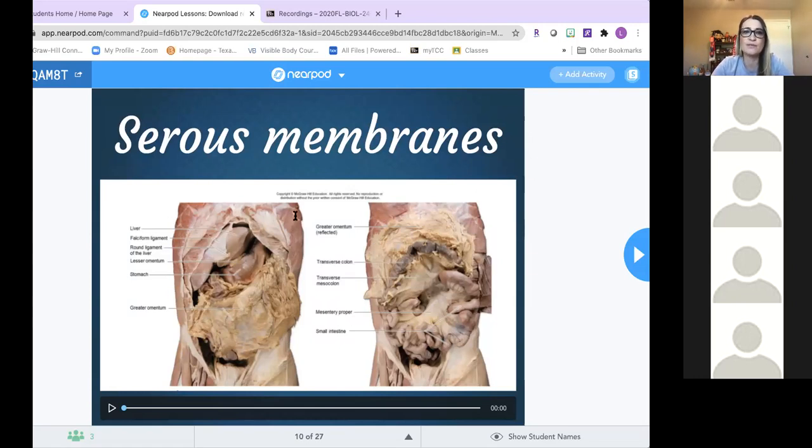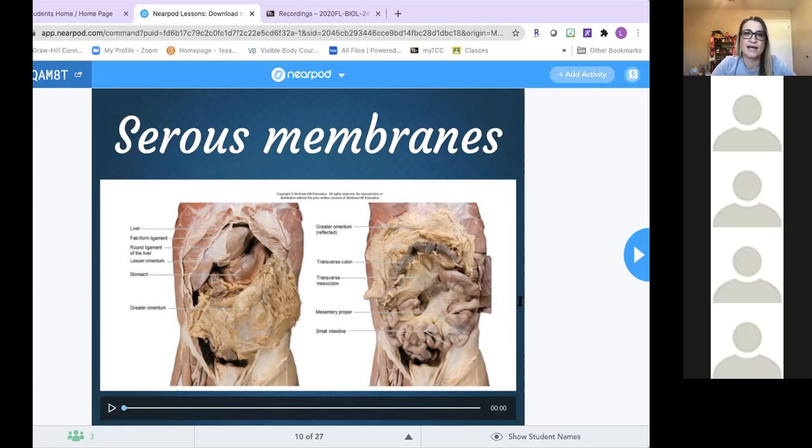Some organs are completely covered by the visceral peritoneum, and these are known as your intraperitoneal organs. Some organs are not completely covered by the visceral peritoneum because they lie against the posterior abdominal wall. And where they come in contact with the posterior abdominal wall, the visceral peritoneum is not there. It kind of goes through a break. And these organs that are not completely surrounded by this visceral peritoneum are known as the retroperitoneal organs.